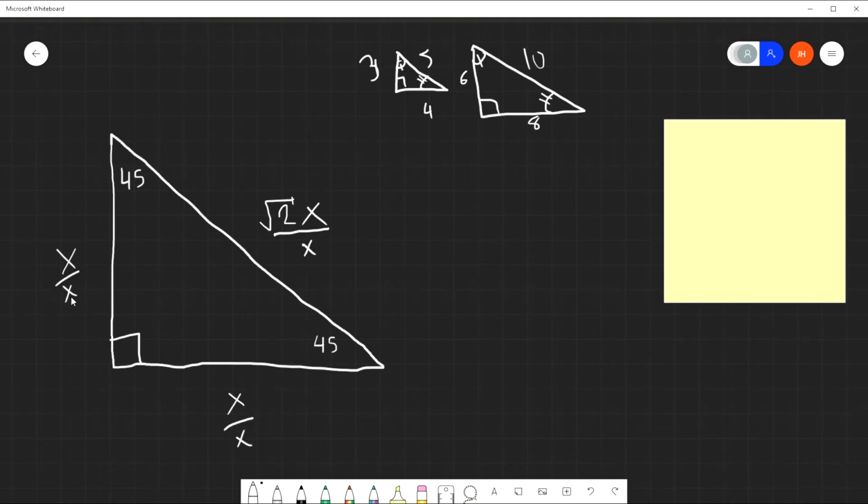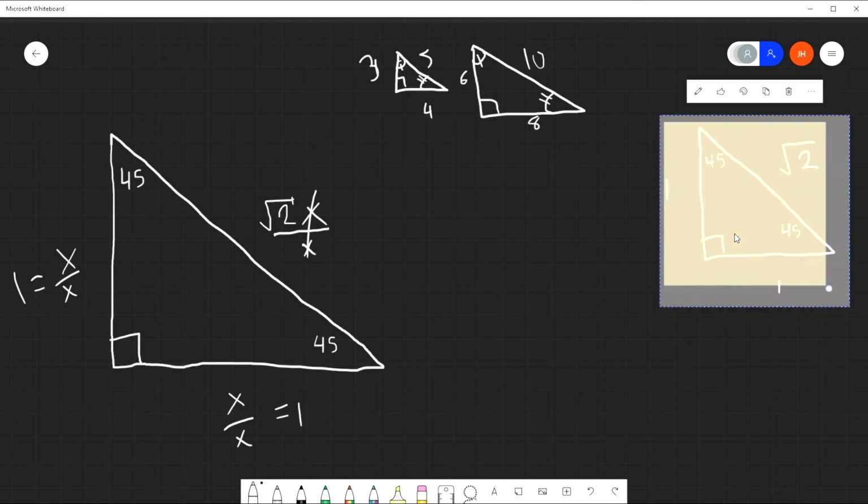If I divide all these side lengths by x, I'll still have a 45, 45, 90 triangle. That's why that triangle is so useful. Because the 45, 45, 90 triangle is defined by its angles, it essentially tells us a pattern that emerges. X divided by x is 1. X divided by x cancels out, and I'm left with the square root of 2. And I am left with this guy right here.